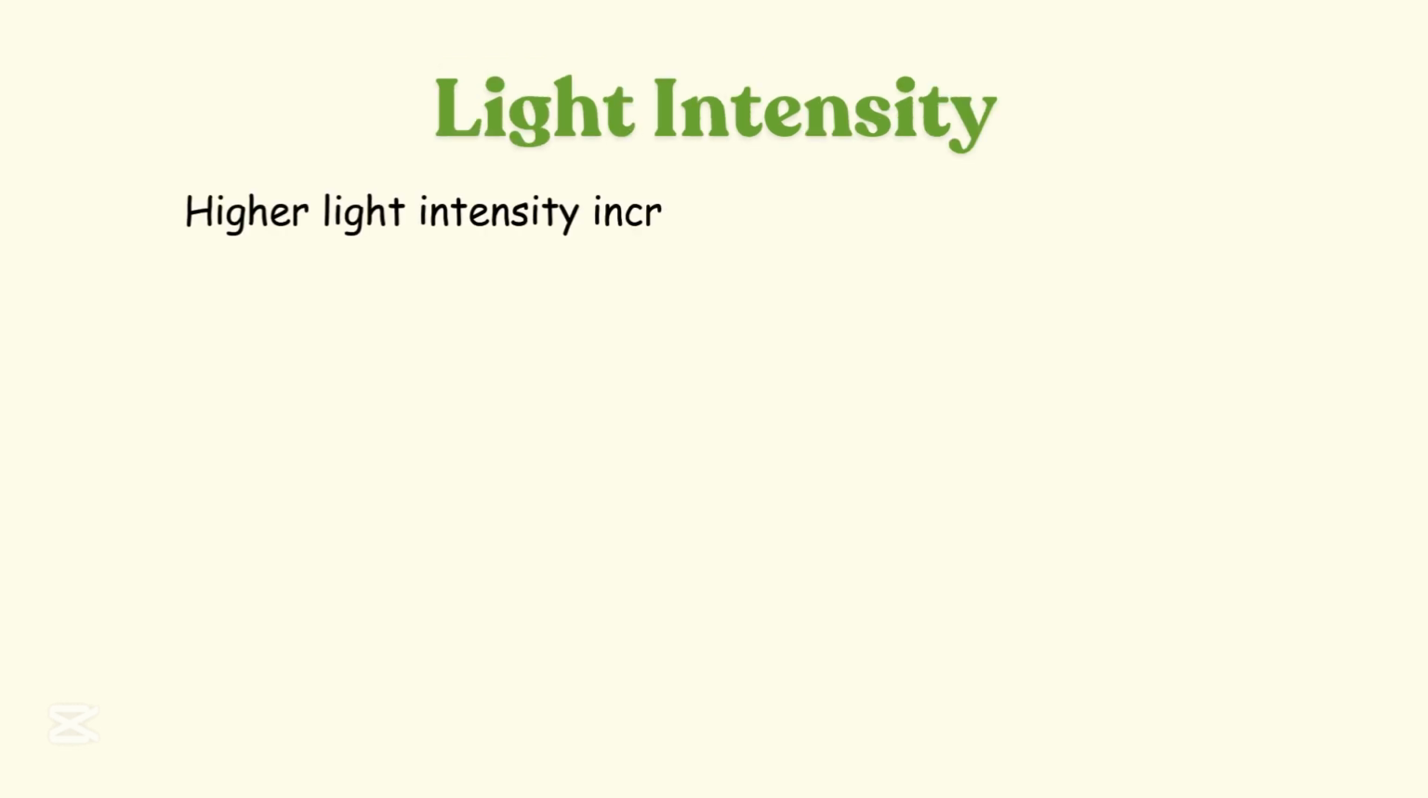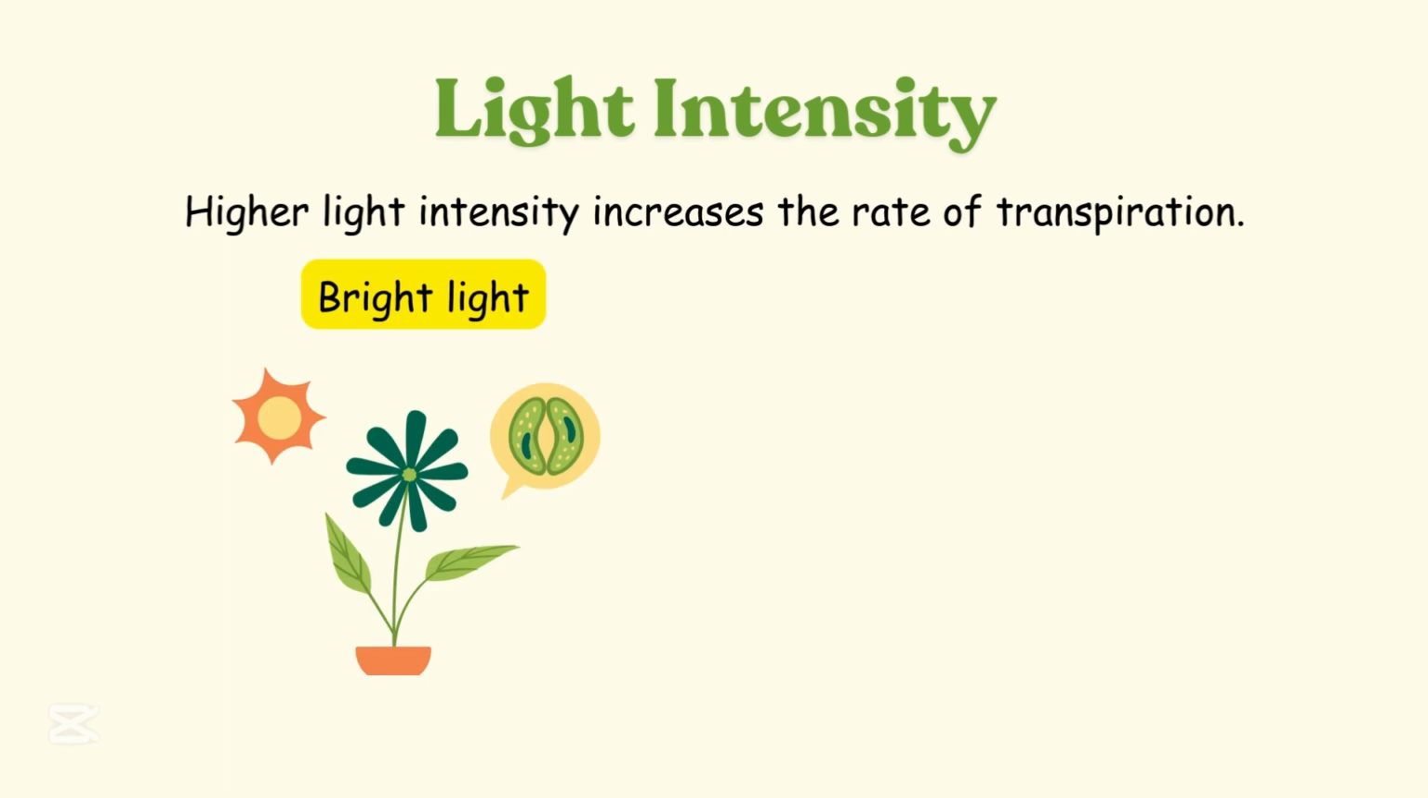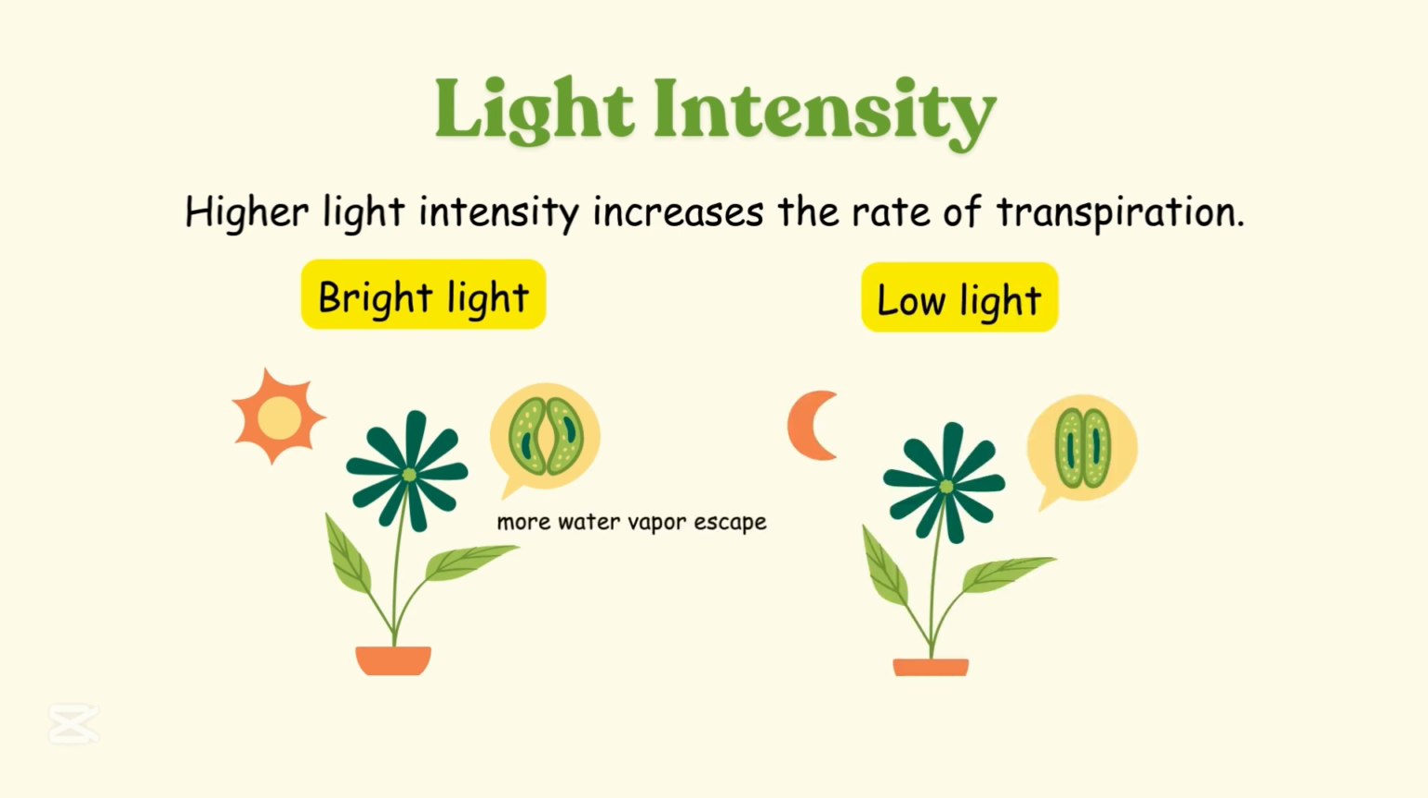Higher light intensity increases the rate of transpiration. In bright light, stomata open wider to allow more carbon dioxide for photosynthesis, which also lets more water vapors escape. In low light or at night, stomata close, reducing transpiration.